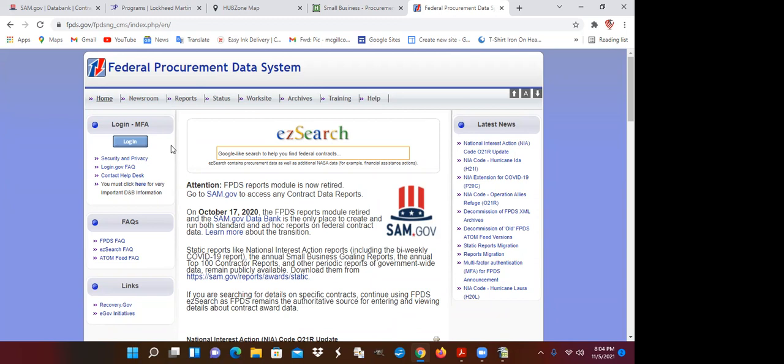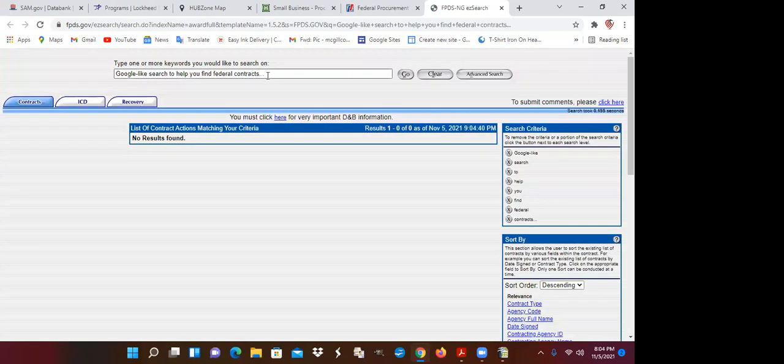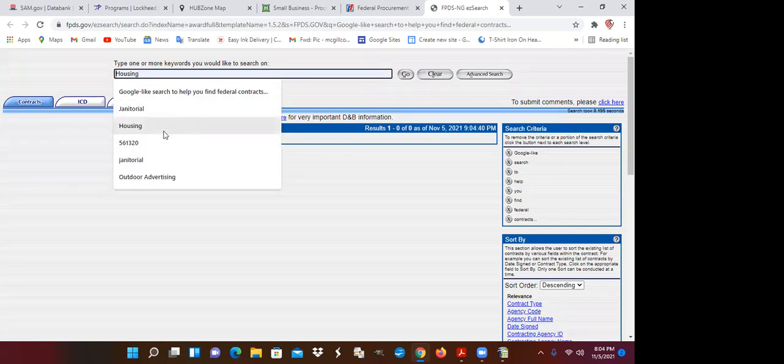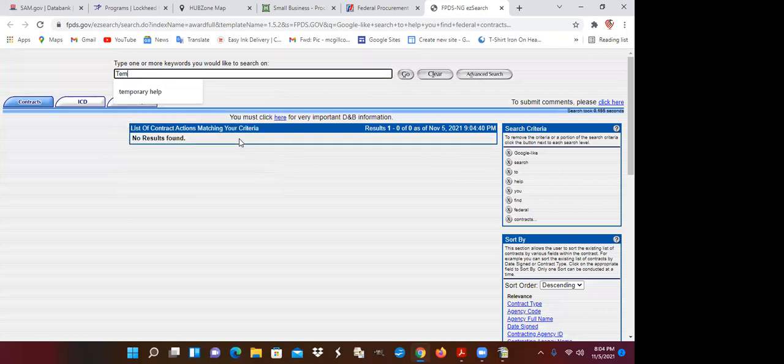And you can go and get a lot of information from right here as well, even with those top 100 contractors that we were looking at a little while ago over there with SAM. So let me show you how to use this right here as well. When you're going into these contracts, I'm going to just show you in real life form. All right, so okay, let me do temporary help.